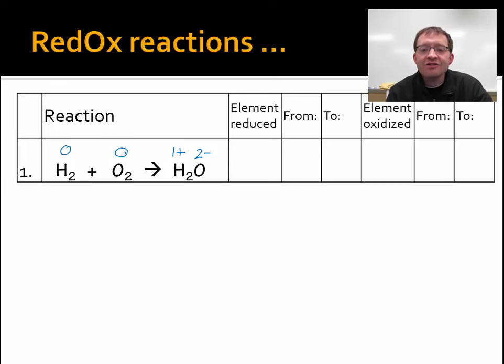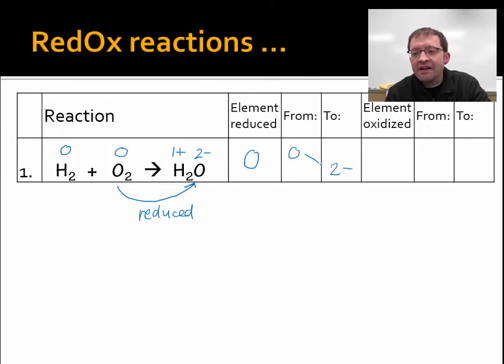We can see that the oxygen, if I read my equation from left to right, and I always want to follow the arrow and read from left to right, the oxygen has gone from 0 to -2. We'd consider that to be reduced. From 0 to -2. It's going downward in charge. So to fill in my table, I would say the element oxygen is being reduced, and it's going from a 0 to a -2.